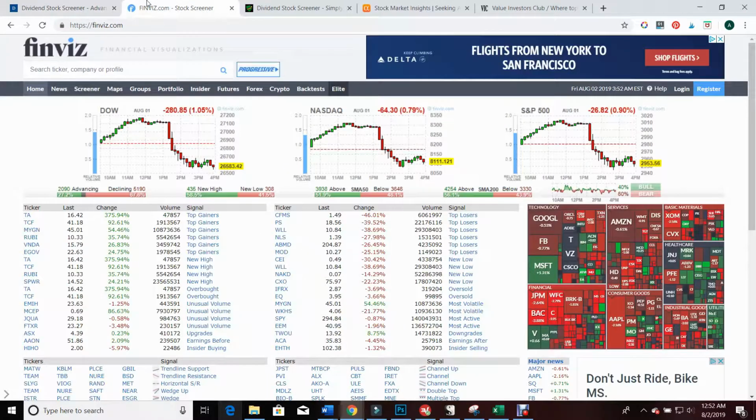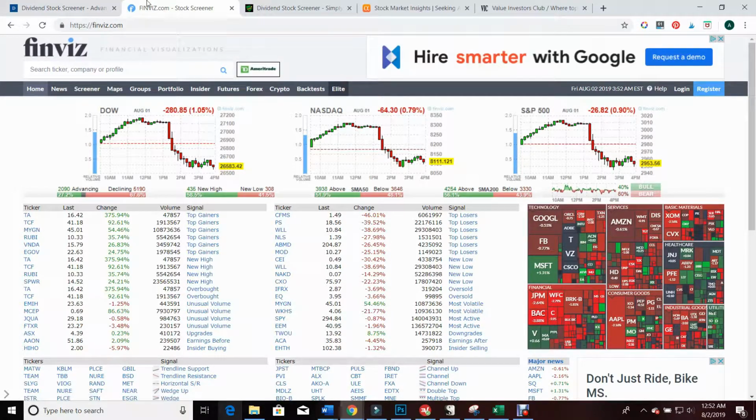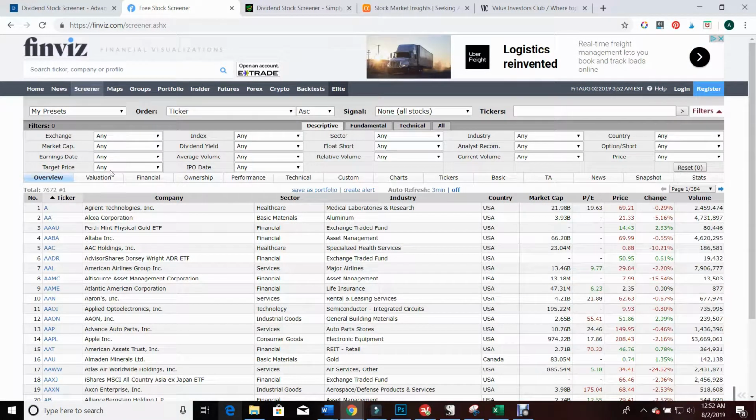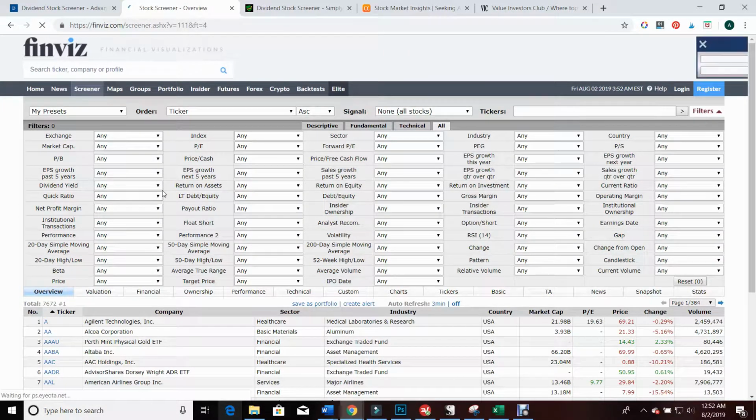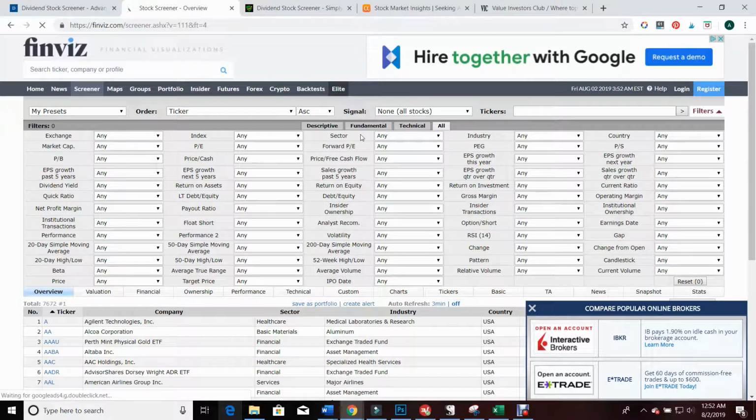The other tool that I like to use, and this is probably my favorite, is Finviz. Finviz has a really great stock screener, and you can pretty much screen by any metric that you want. You can screen by market cap, and by fundamental factors like earnings growth, dividend yield, and free cash flow. You can also screen by technical factors, like the 200-day moving average. So it's a very useful tool, and it's completely free as well.